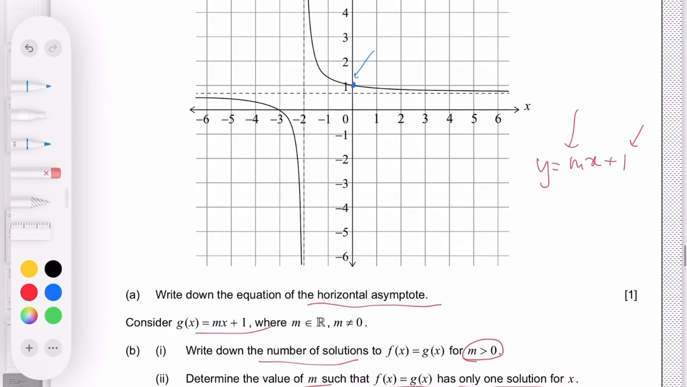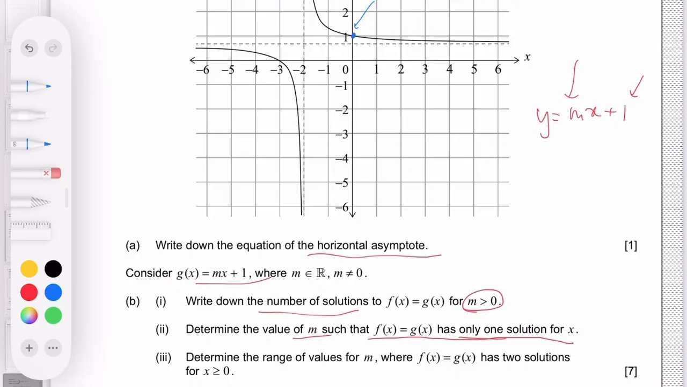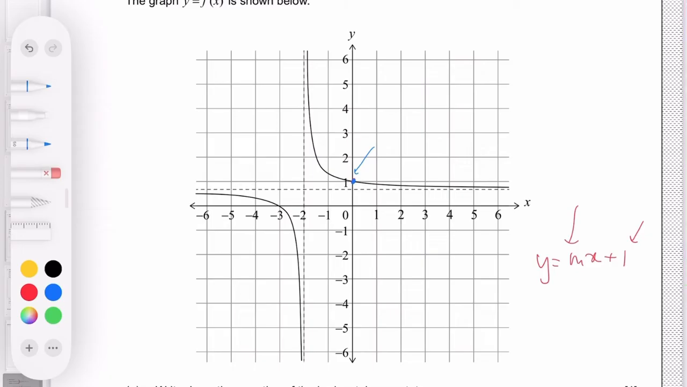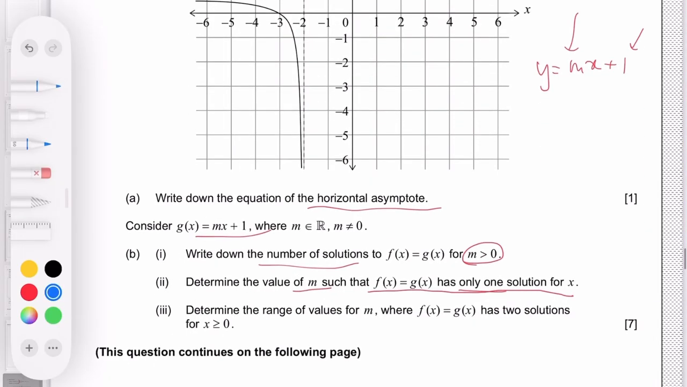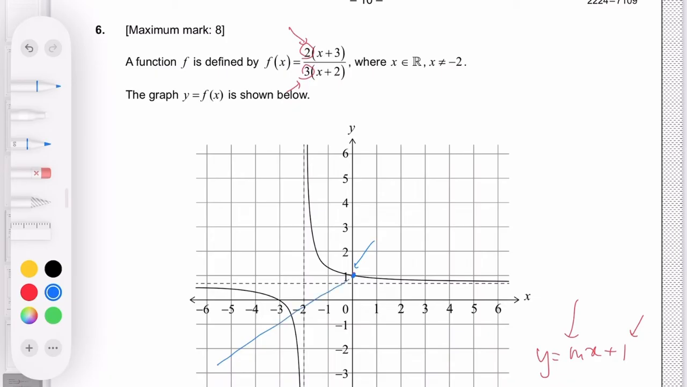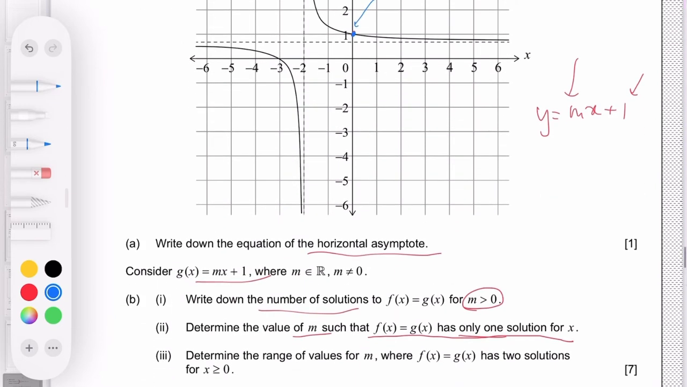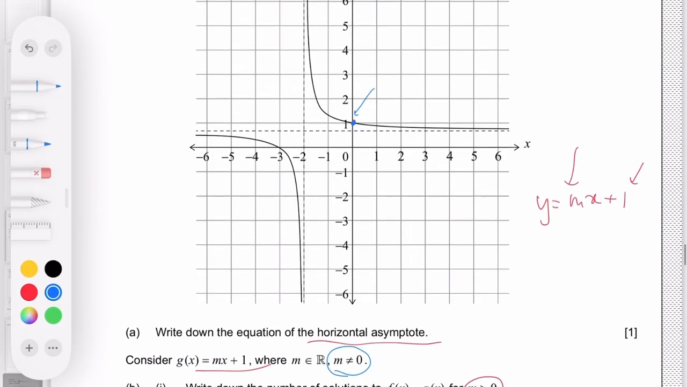Yeah, so what's the gradient of that? And then determine the range so that there are two solutions. So like what? If it's positive, it will have 2. What if it's negative? Determine the value of m. There's only one solution. Oh wait, m can't be 0.